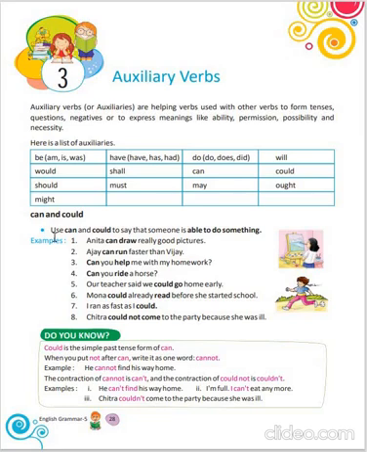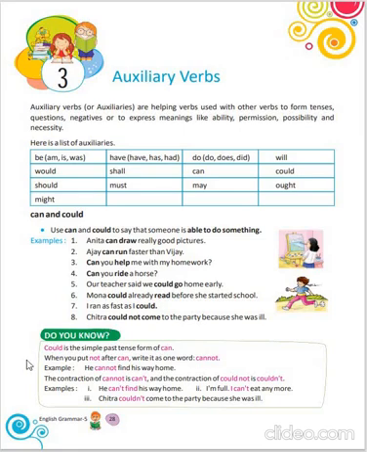Now let's learn the auxiliary verbs can and could and their usage. So let's learn where we have to use can and could. These are used to say that someone is able to do something, like Anita can draw really good pictures. Ajay can run faster than Vijay. So in all these examples, can and could is used to show that someone is able to do something.